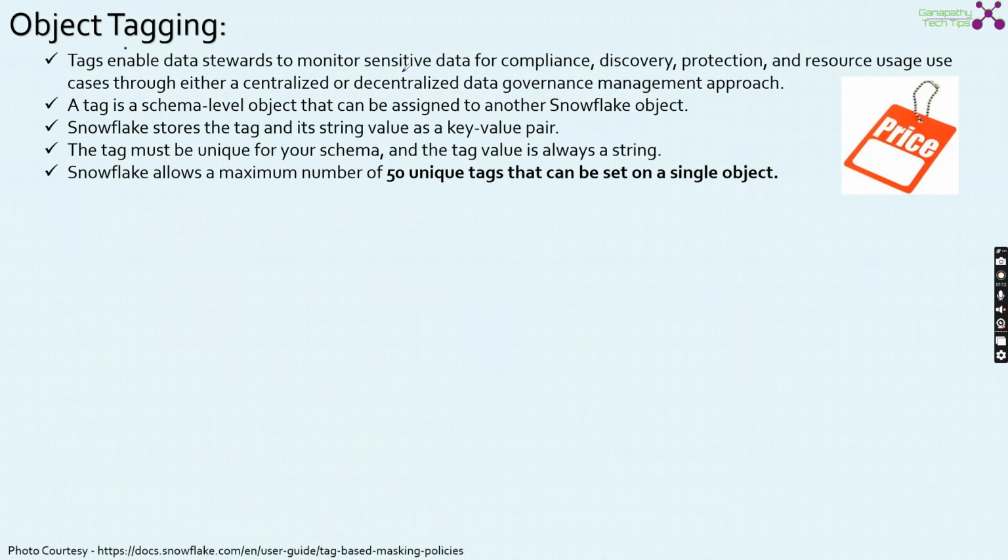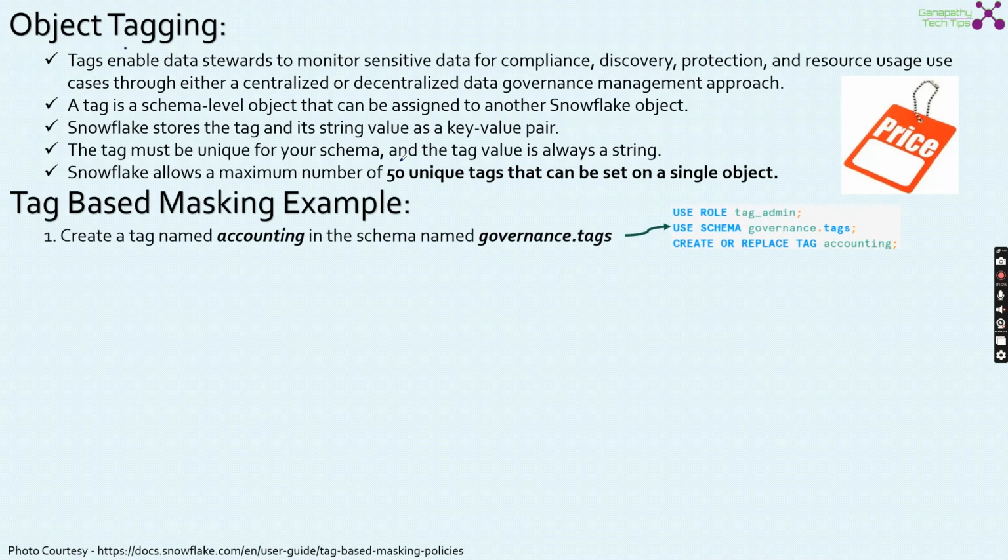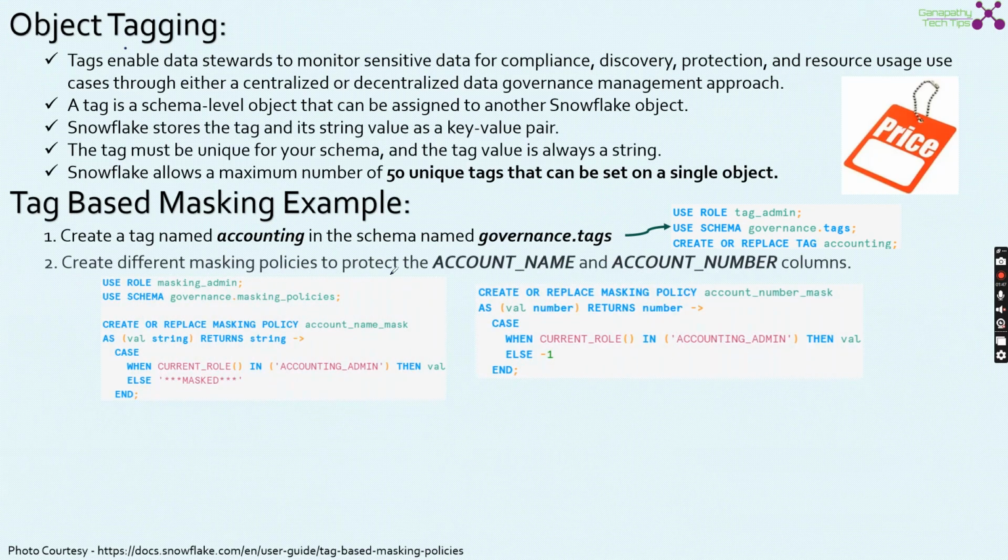Now, as data stewardship is one example, we can use tagging for masking as well. That is the example we are going to see using tag based masking. How is this tag based masking possible? We are going to see a series of steps. First, we will be creating a tag. We are creating a tag named accounting in the schema named governance.tags. So you are using the role of tag admin and the schema governance.tags, and then we are creating a tag named accounting.